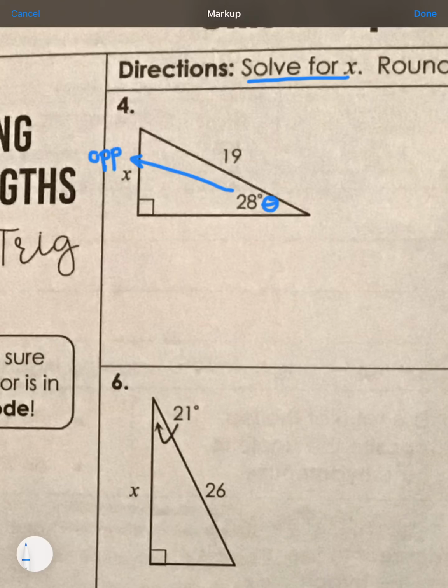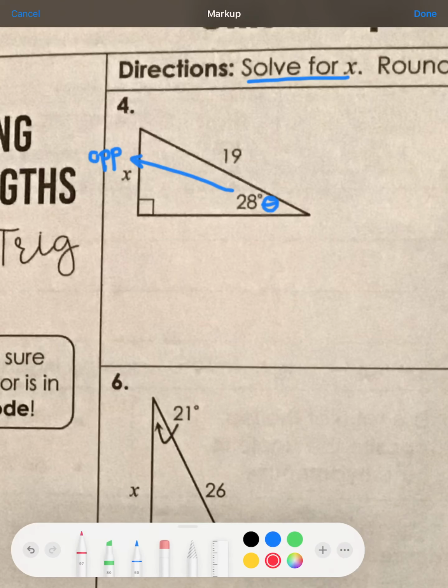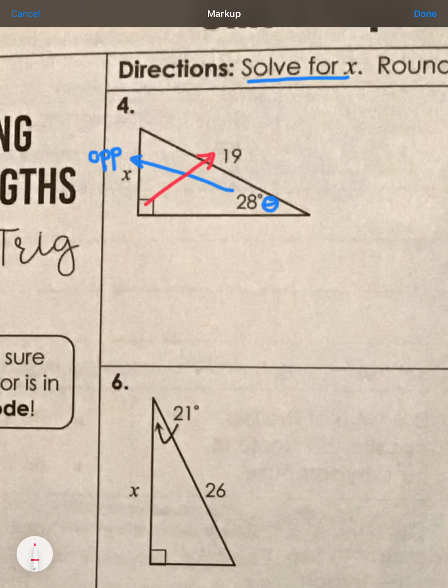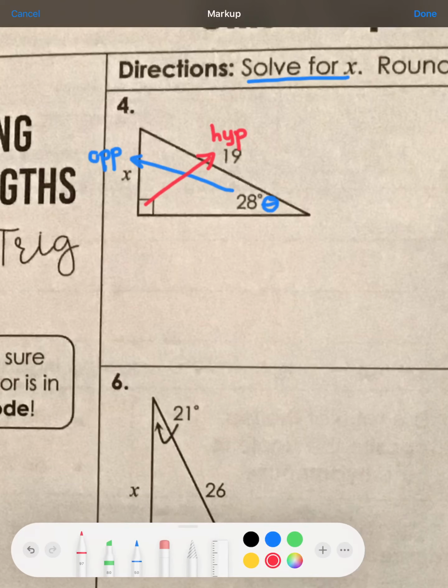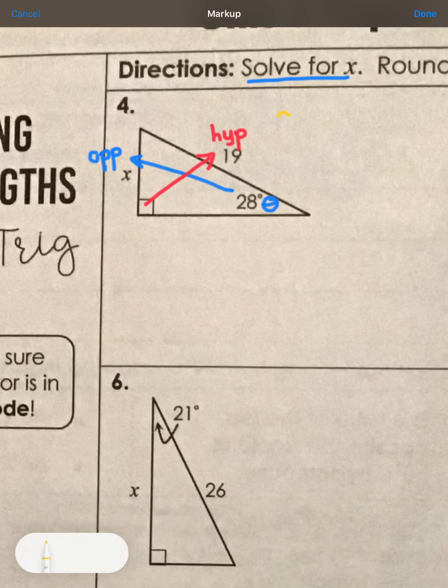So in problem number 4, we're given our angle, our theta, which is 28, and we know that across from theta is our opposite side, okay? Now, the hypotenuse of this triangle is also given because we have a number next to it, and it's across from the right angle.